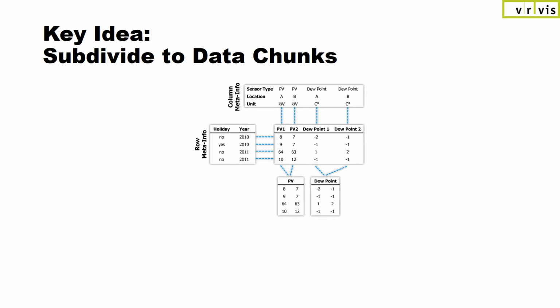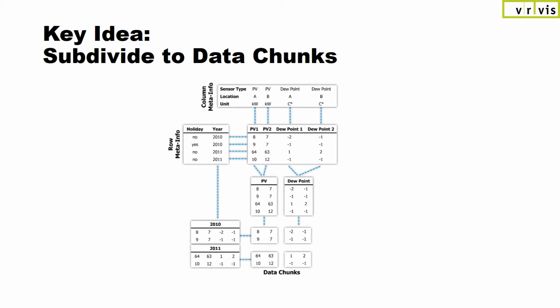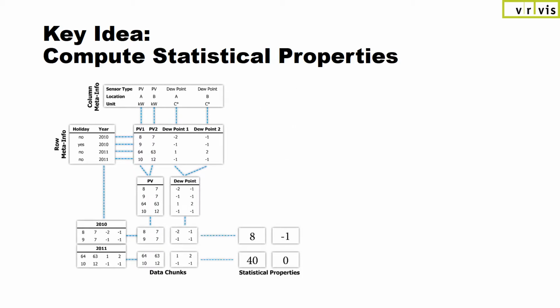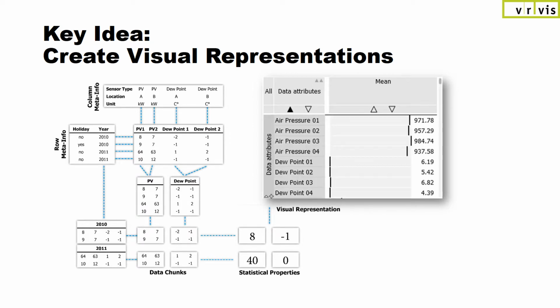The data table is subdivided by the categories of a meta-information, for example, the sensor type or the year, into smaller data chunks. Then, statistical properties are calculated of these data chunks, for example, the arithmetic mean. Then these properties are encoded into a visual representation. The visual representation of the means of the data attributes are shown in the right column.